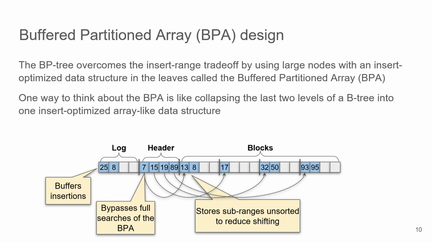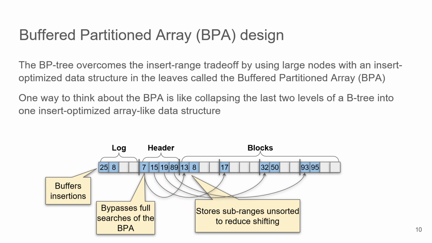So the first part of the BPA is the log. The log simply stores the last couple of inserts to make individual insertions efficient, and then we flush the log only when full. When an element is inserted to the log, we don't need to check if it already exists in the structure. We do allow duplicates both in the log and in the structure.